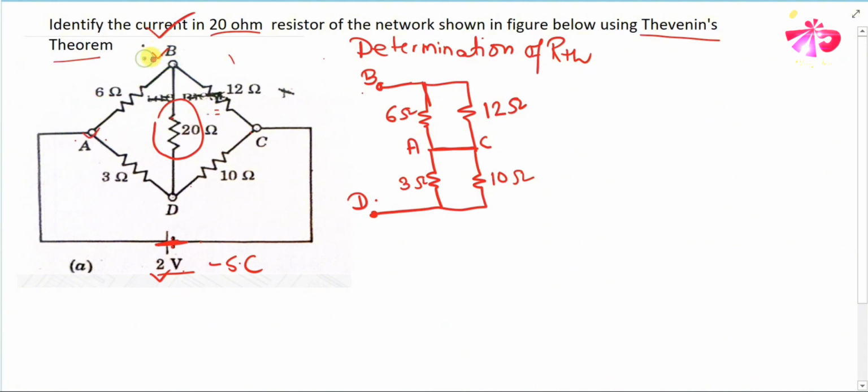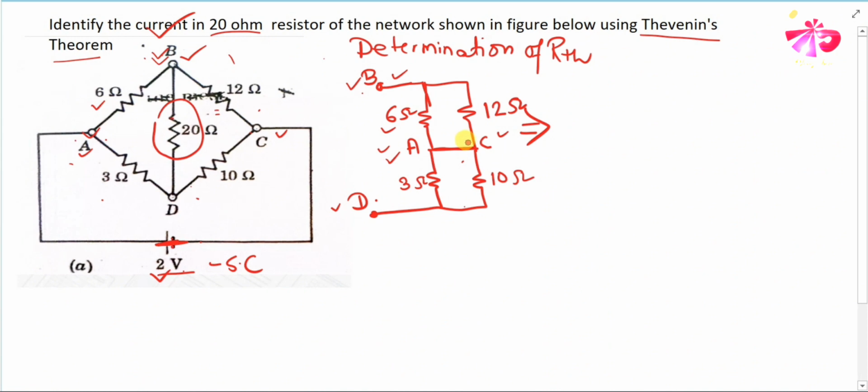In between points B and A we are having a 6 ohm resistor. Similarly, between B and C we are having a 12 ohm resistor. Now between D and A, or A and D, we are having 3 ohm, and between C and D we are having a 10 ohm resistor. So you can draw any complicated circuit like this.